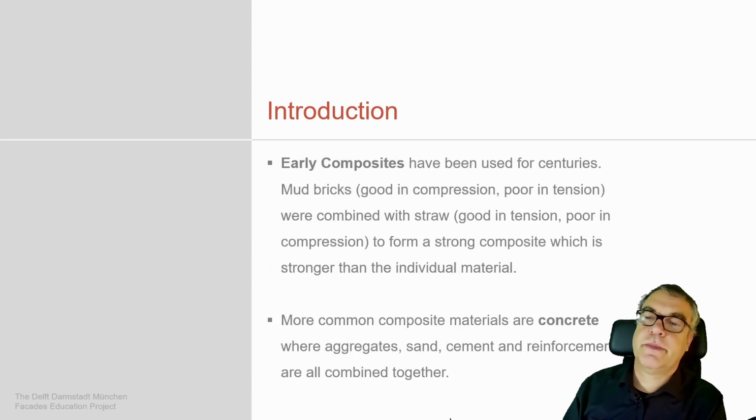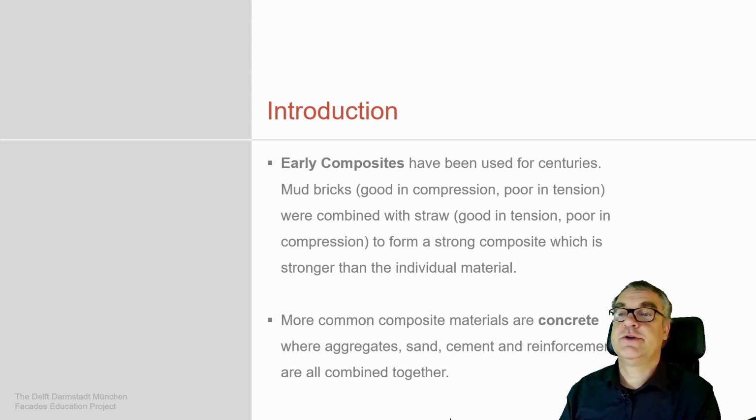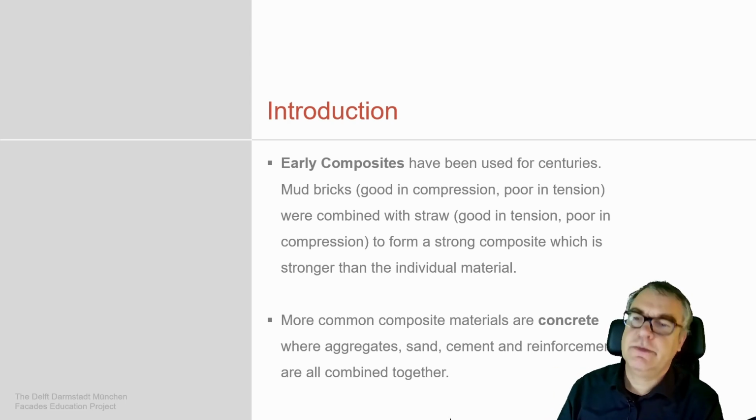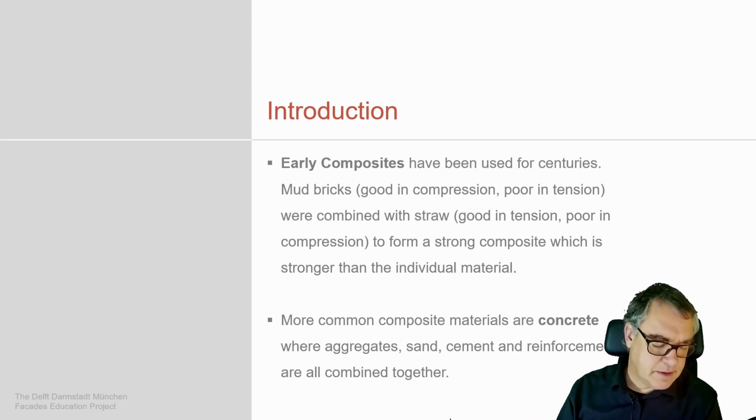Early composites have been used for centuries. A nice sample which we always use in this environment is mud bricks, good for compression, poor for tension, combined with straw or horse hair, good for tension, but poor for compression. And by combining these, the composite creates its power.